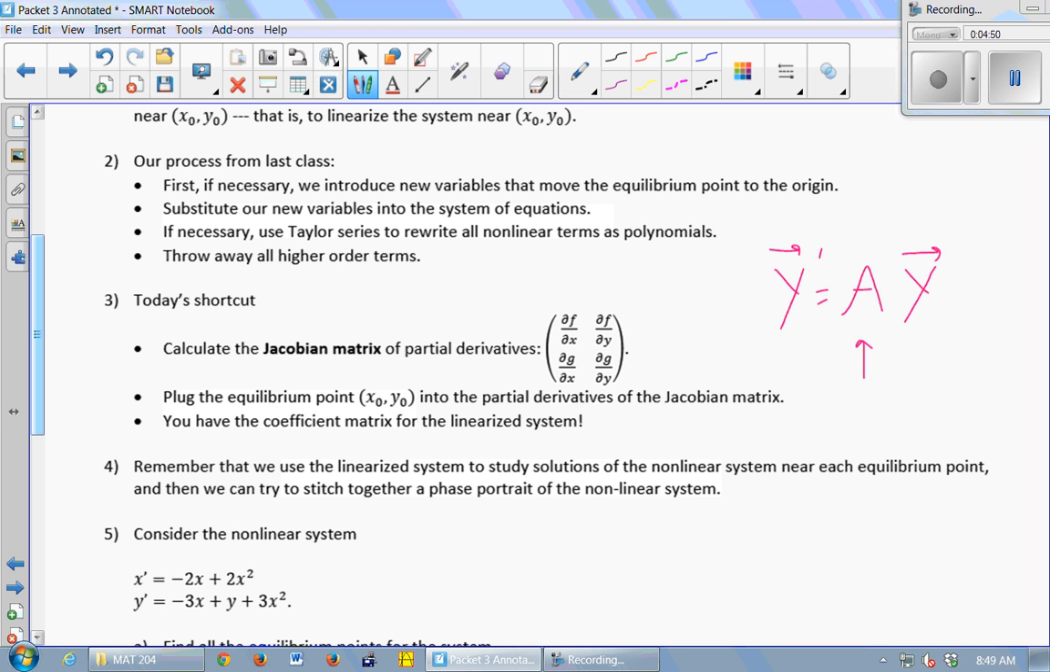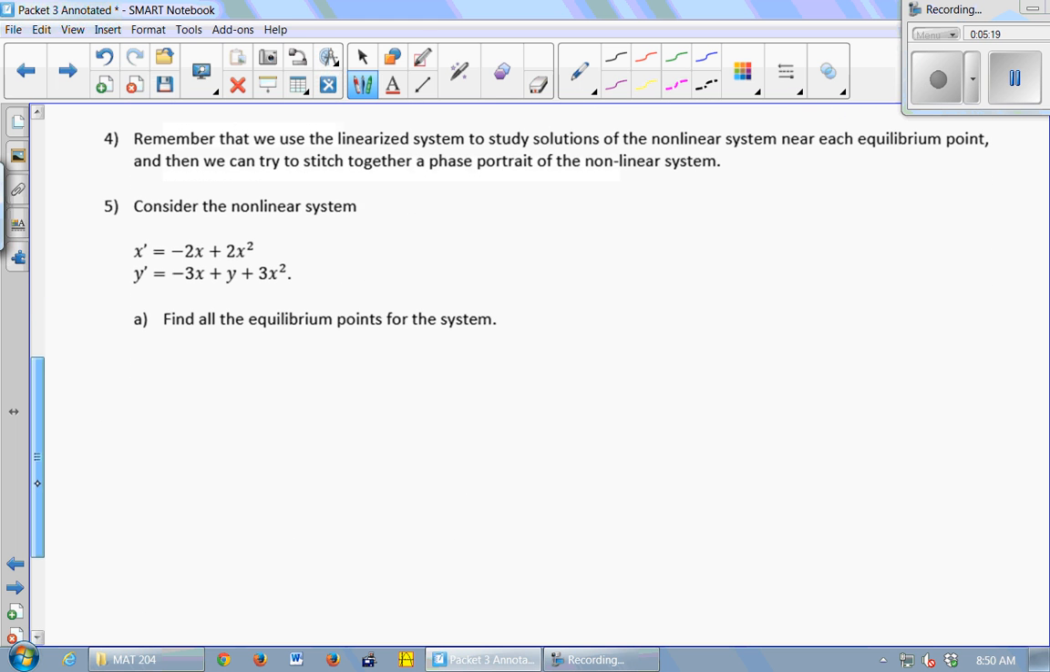So much, much faster than the process we did last class. It comes from exactly the process we did last class. If you follow the process from last class on a generic f of x, y, g of x, y, with equilibrium point x naught, y naught, and go through the whole thing that we did last class generically, this is what you end up with, the matrix of partial derivatives. So I'm not going to derive the whole thing for you because you did all that work last class. We'll just do an example.